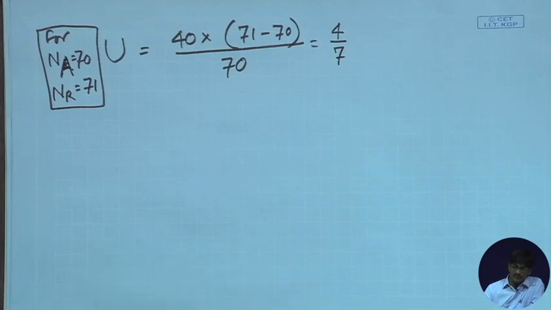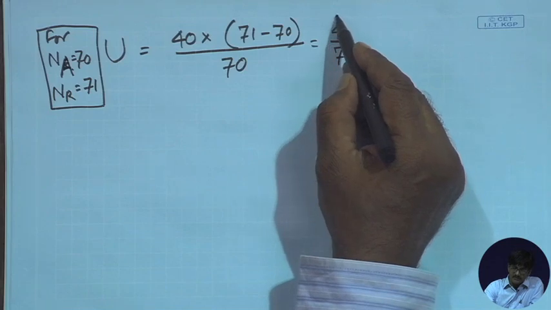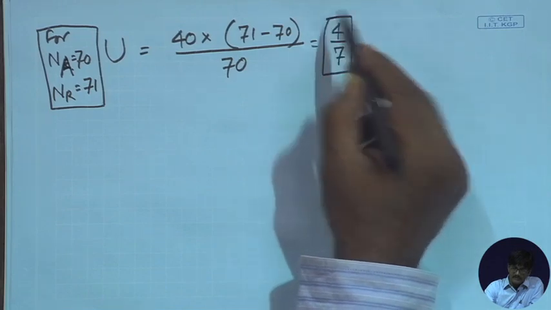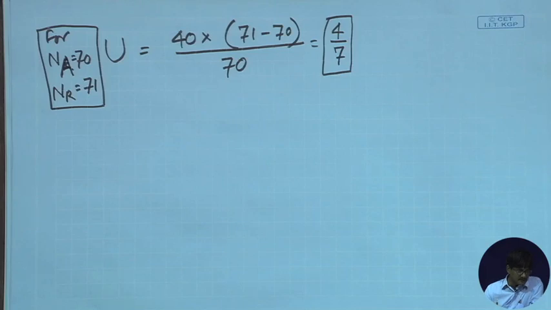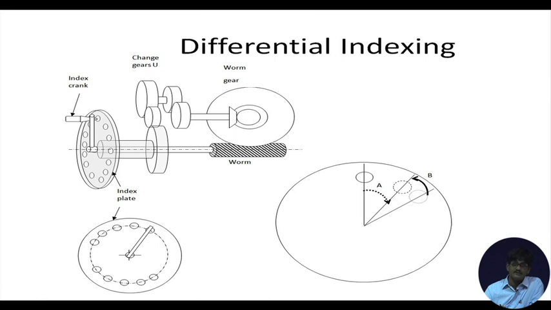If you can put such gears with the ratio 4 by 7 in between the worm gear shaft and the index plate shaft, you will be achieving differential indexing in this case. So, we will definitely be doing some problems during the problem session, and let me define them so that you can think out the idea and we can compare our results during our questionnaire session.